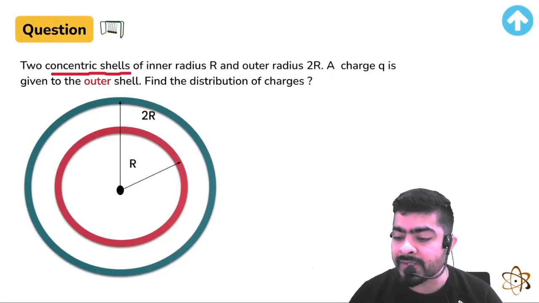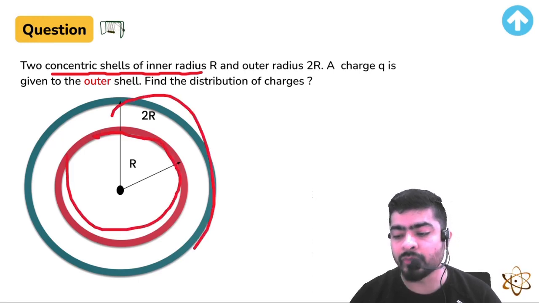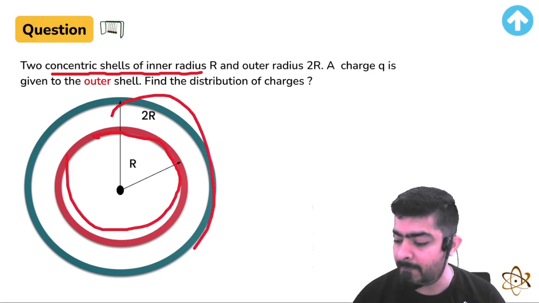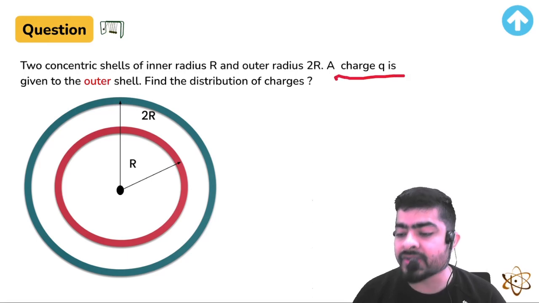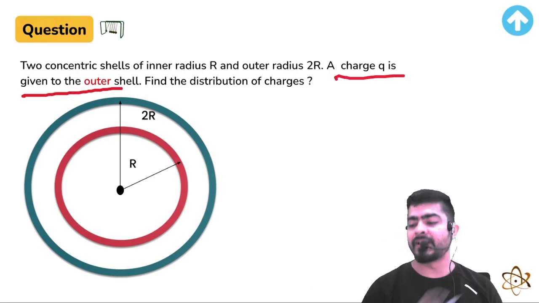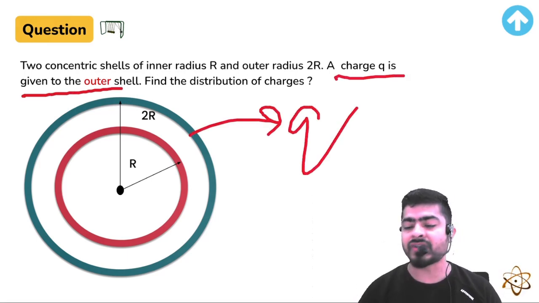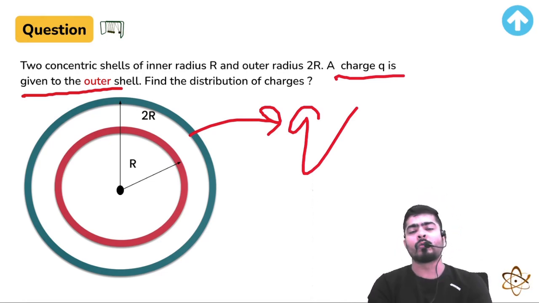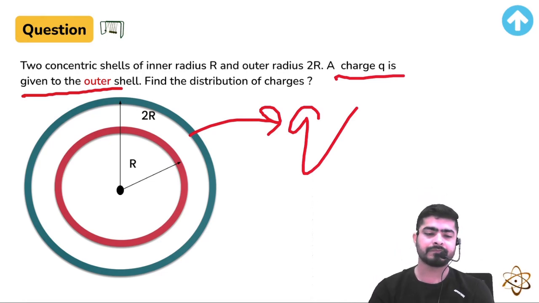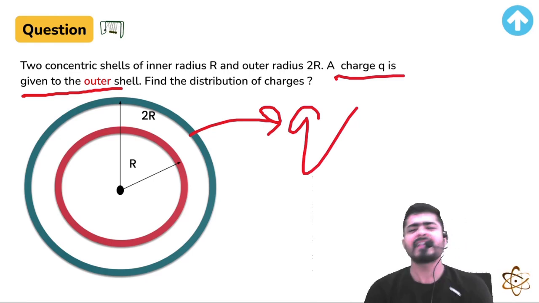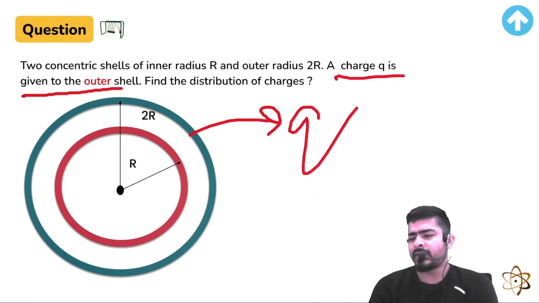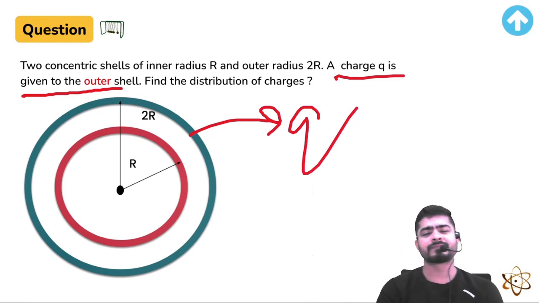Now the two concentric shells again are given to you, same radii r and 2r. And a charge q is given to the outer shell. Now the outer shell has charge q. So what should happen now? Easy. This is a very easy question. It should be answered in 15 seconds.